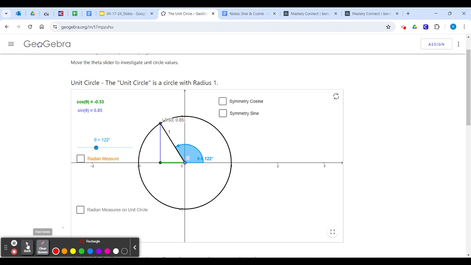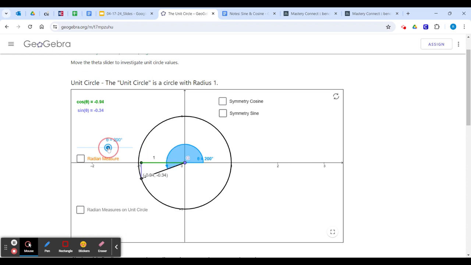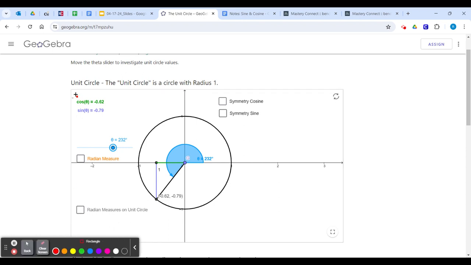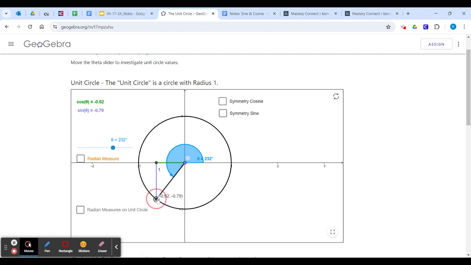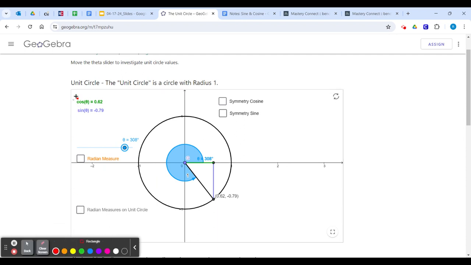If I continue rotating into this third quadrant, you will notice that we're both left of our y-axis and below our x-axis, so both of these cosine and sine values are negative. And lastly, if we move into that fourth quadrant, we have a positive cosine because we're on the right side of our circle, and a negative sine because we're below that x-axis.